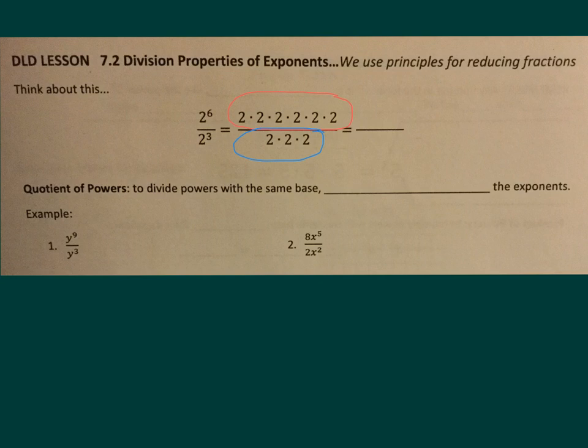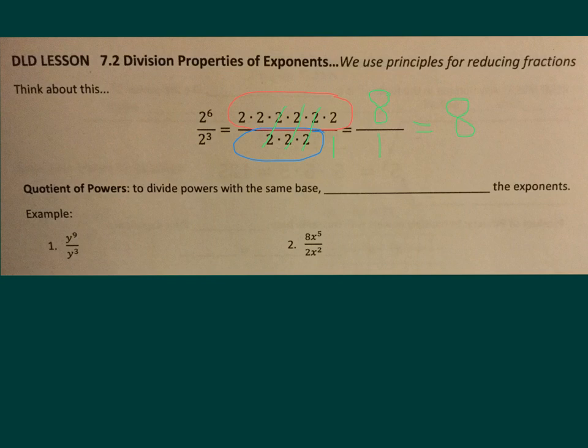We know that we can reduce just like with fractions. I can take a 2 out of the numerator and the denominator, a 2 out of the numerator and the denominator, a 2 out of the numerator and the denominator. So all I have left in the denominator is the number 1. And in the numerator I have 2 times 2 times 2, which is 8. And 8 over 1 is the same thing as 8.